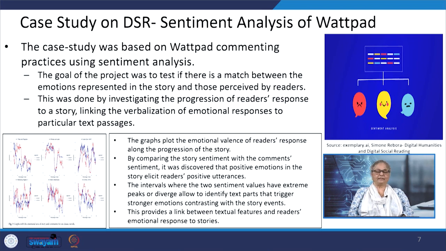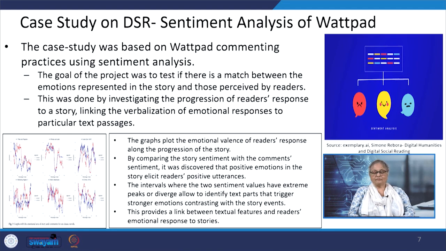This was done by investigating the progression of readers' response to a story, linking the verbalization of emotional responses to particular text passages. The graphs presented here plot the emotional valence of readers' response along the progression of this story. In a comparison of this story's sentiment with the comment sentiment, it was discovered that positive emotions in this story elicit positive utterances by the readers.